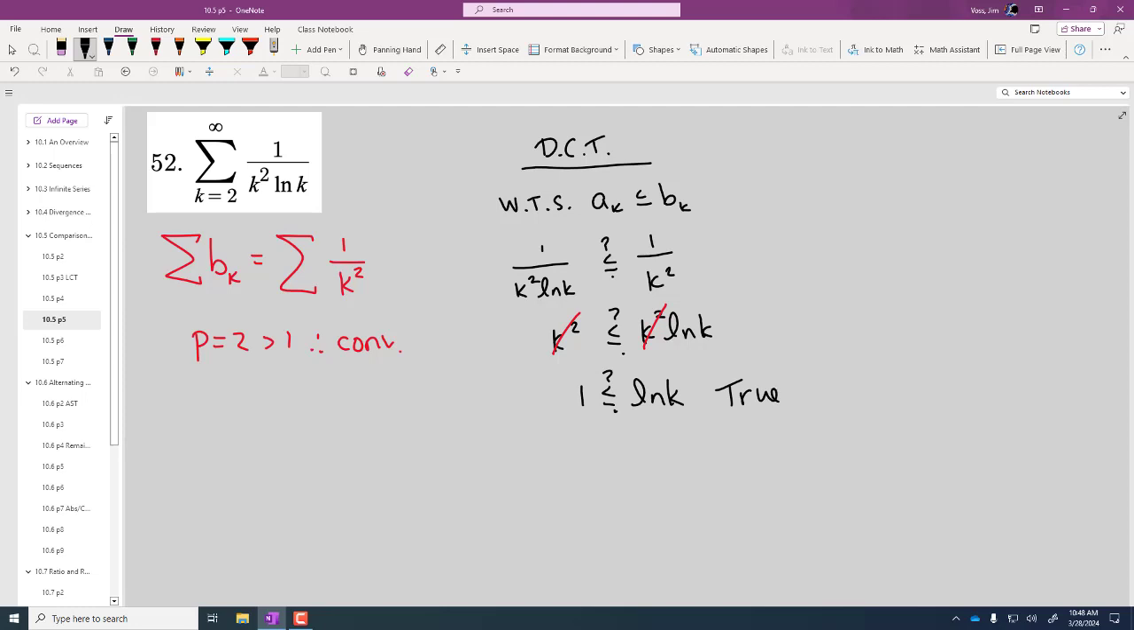already. So that means, therefore, the series that we started with, a sub k and the b sub k, do the same thing. So both series are going to converge.